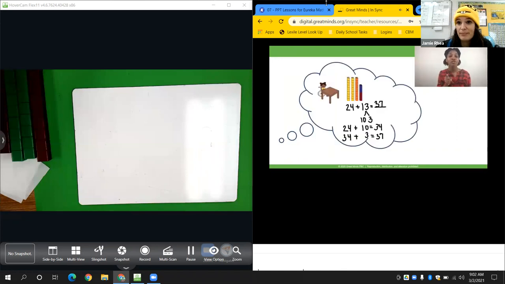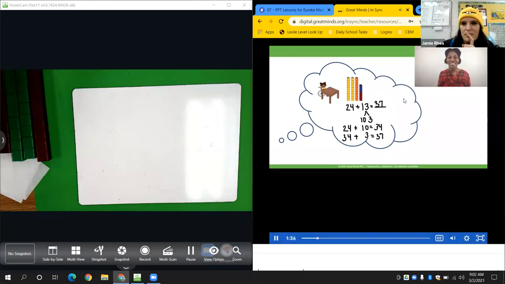Do you all remember when we worked with our friend Sasha to solve 24 plus 13? What strategy did we use? Take a moment to think. Take from 10 or take 10, add 10. Number bonds. If you were thinking that we used the adding 10's first strategy, that's what it was. Nice work. We did it. Take a moment to refresh your memory by looking at this thought bubble. Go ahead and do that now.